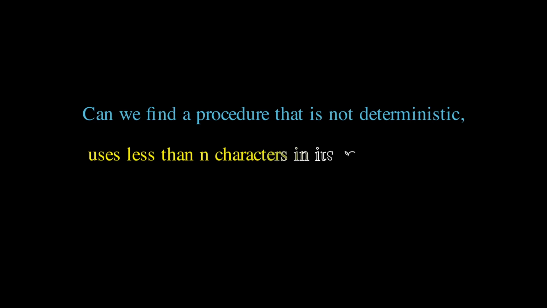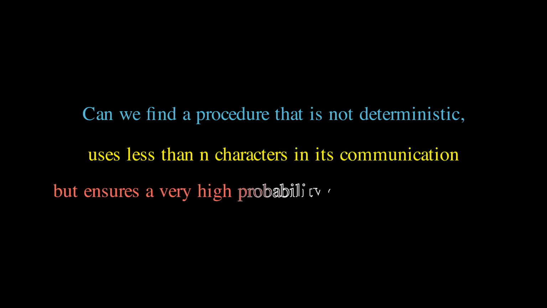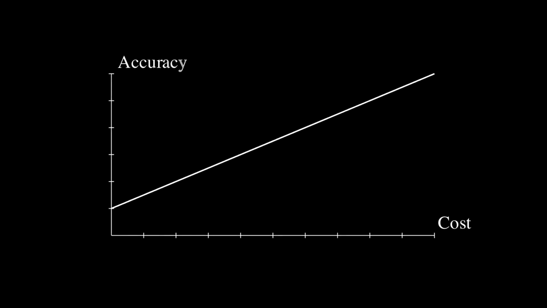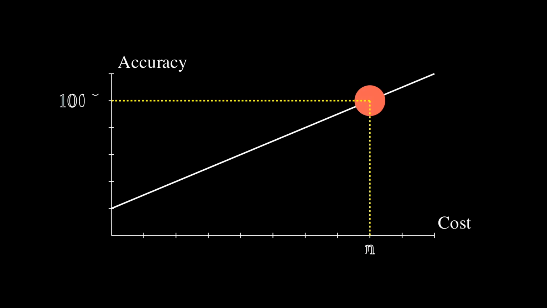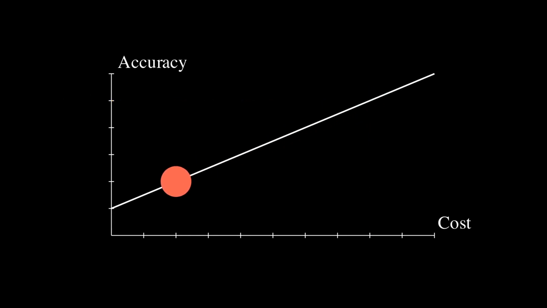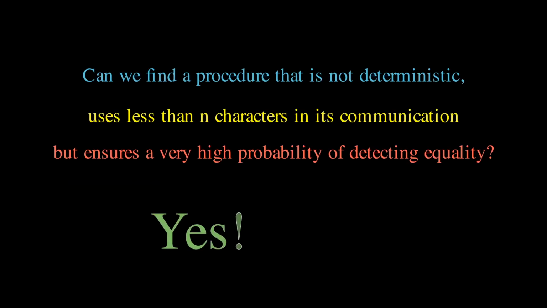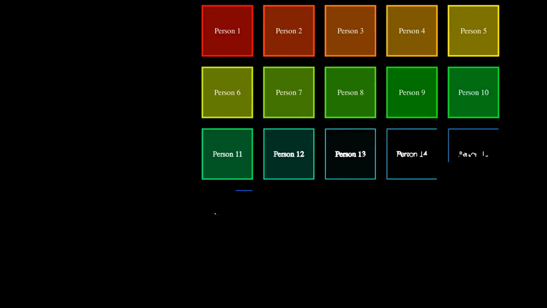However, we may choose to ask ourselves, can we find a procedure that is not deterministic, uses less than n characters in its communication, but ensures a very high probability of detecting equality? With this question, we are sacrificing accuracy for cost. However, if the accuracy is still high, say 99.99%, we may be okay with this if the cost drops drastically. It turns out that the answer to this question is yes. We will use a technique called fingerprinting. To explain it, consider this example.